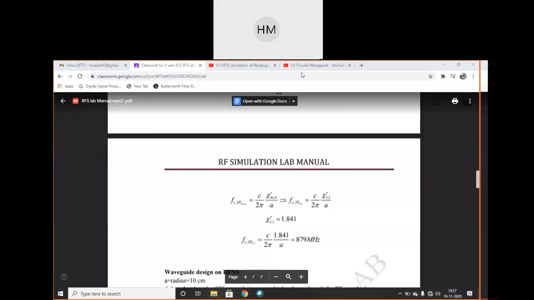C is the speed of light. What is its value? 3 into 10 to the power 8. Yes, what happened? Aditi, Avantika, not attentive in the class. Shubham, Priyanka, is it audible? Any problem? Okay, so please respond. We are taking just 20-25 minute lab sessions, so please be attentive.